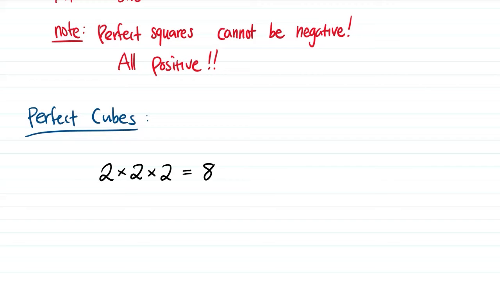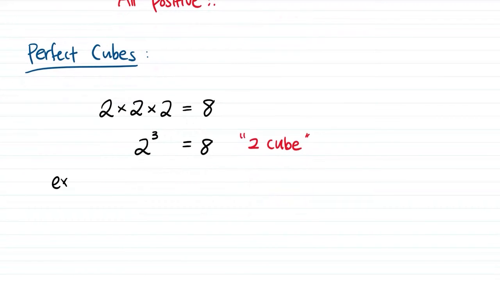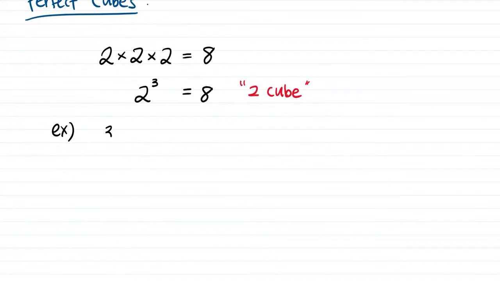And when you're writing this way, the product, we can simplify it using the exponent form. So since we multiply 3 times, we're going to write the number of times that you're multiplying at the top corner, and you write it as 3 cubed. You read it as 3 cubed. So here's an example of perfect cubes. 3 cubed is 3 times 3 times 3, which is 27.